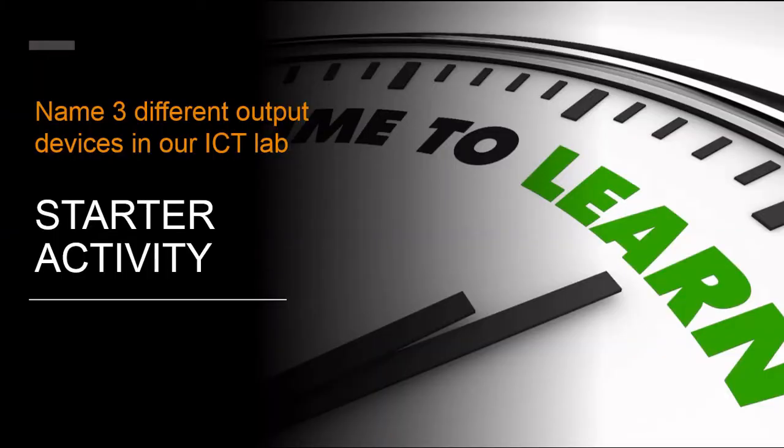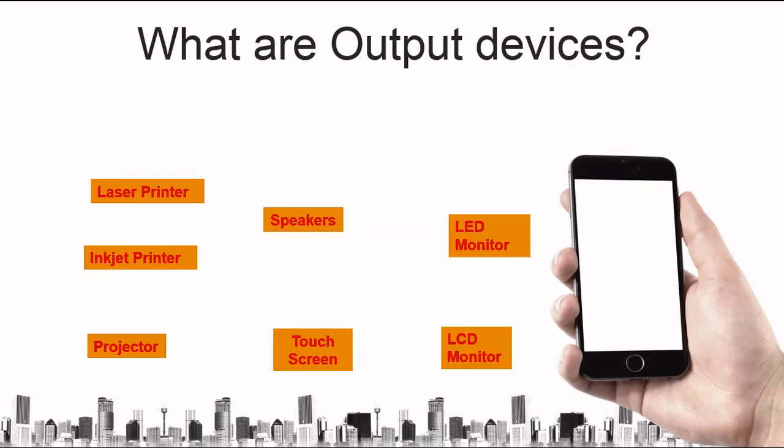As a starter for today, let's try to think of what three different output devices we have in our ICT lab. So when you think about it, the monitor in our labs is an output device, the printer is an output device, the projector you see is an output device. All of these are some examples of output devices in our lab.